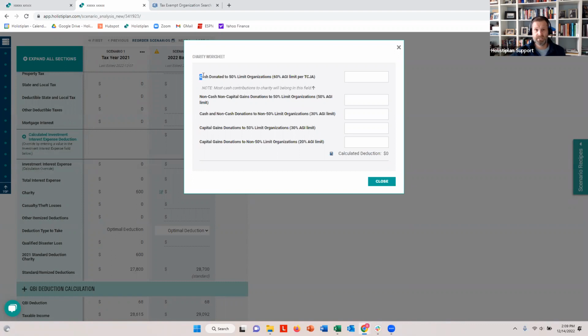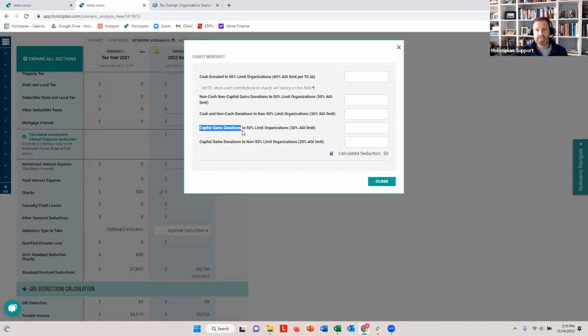Cash, which is the easiest, right? You just write a check to somebody. Non-cash, non-capital gains, which when you first see that, you're like, what does that even mean? Well, that's like donating your car to public radio, right? It's not cash. It's definitely not capital gains unless you're donating an antique vehicle that has appreciated in value. So non-cash, non-capital gains would be like stuff. And then capital gains donations, which would be donating appreciated stock or appreciated mutual fund shares to a charity. So those are the 3 things: cash, non-capital gains, and then capital gains.